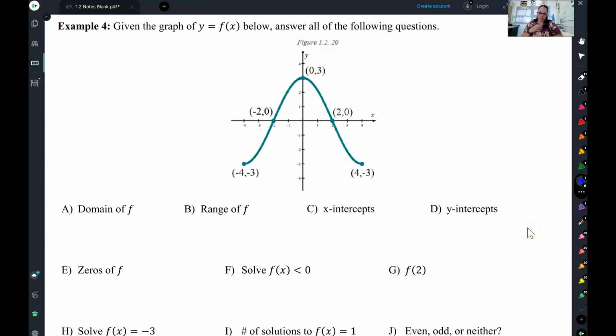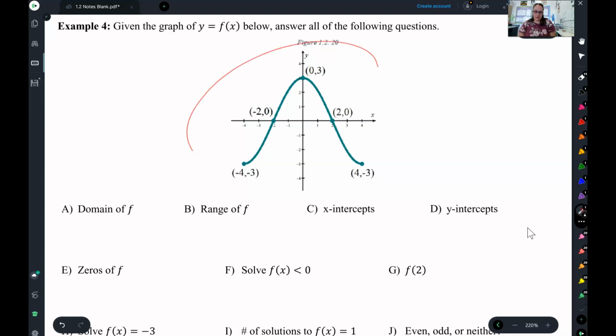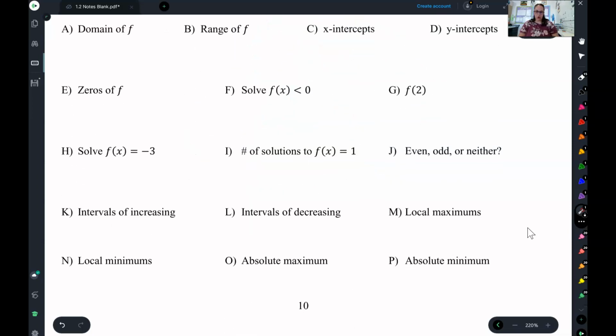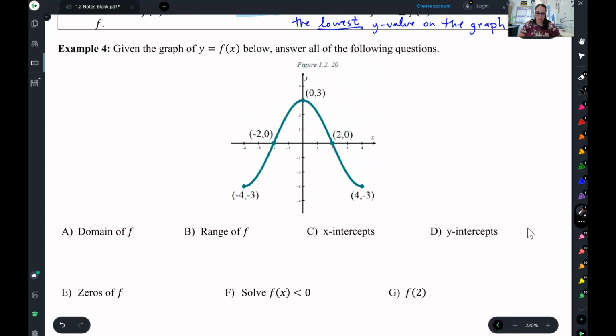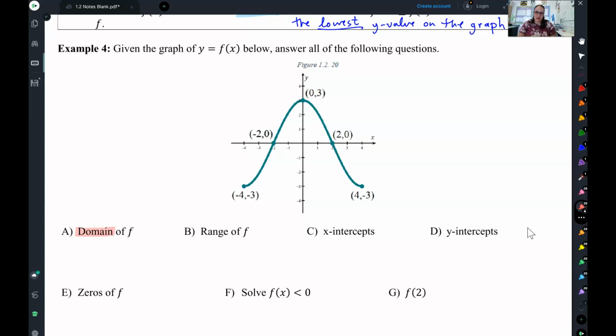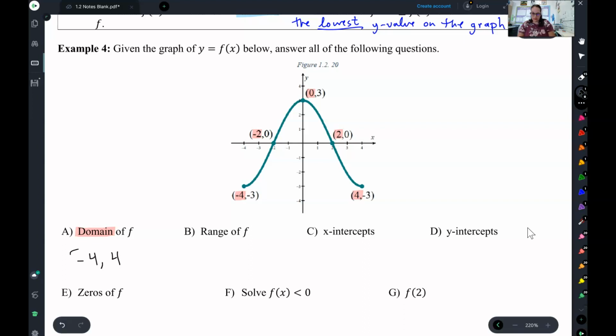Last video of 1.2. We are going to take this graph right here, and we're going to find all these different things. So we're kind of putting together everything we've talked about so far. So let's start with domain. Domain is our x values. So we want to say what x values are included in this graph. If I'm only looking at my x values, I see that this graph is going from -4 to +4. Now, looking at my endpoints, I am including those endpoints, so brackets.